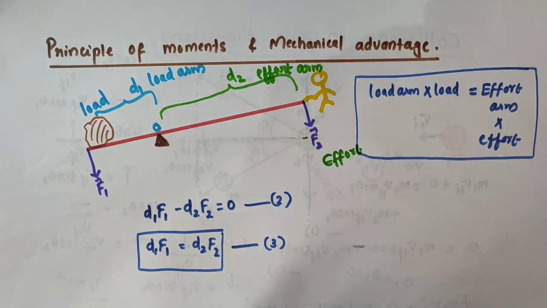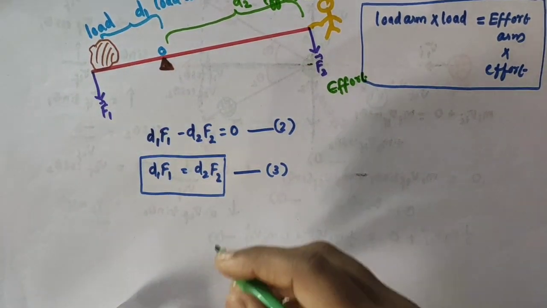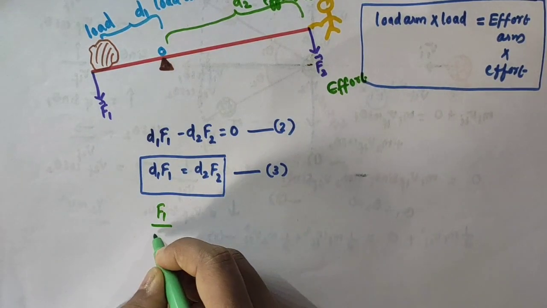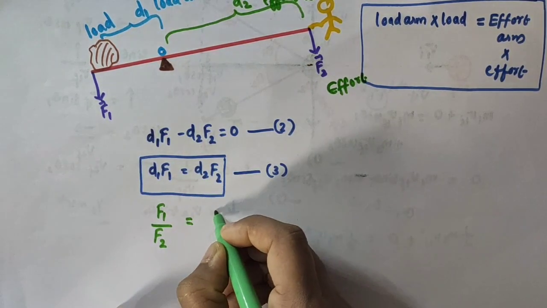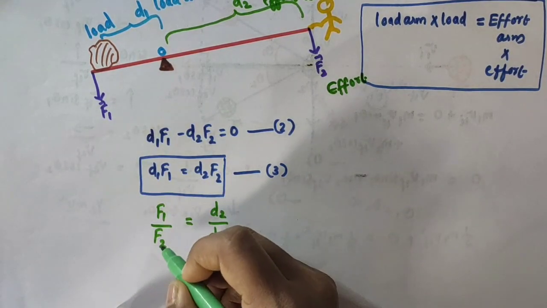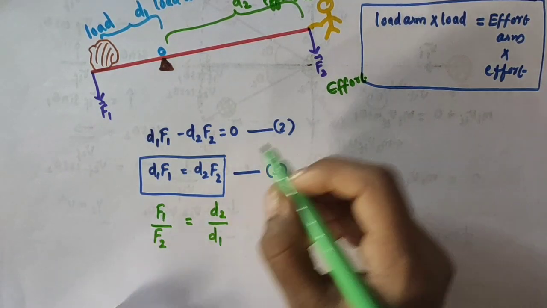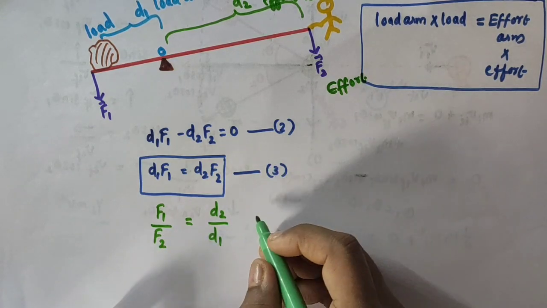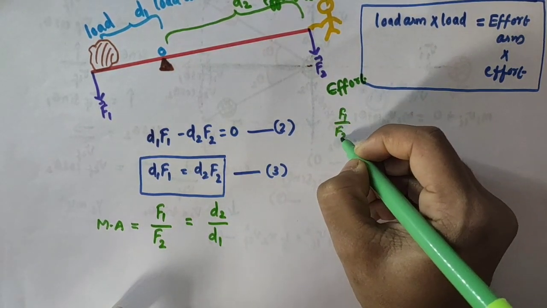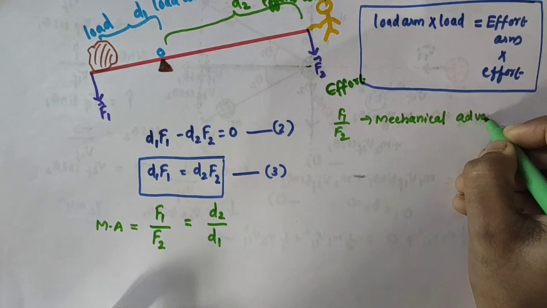Now, from this equation, if we take F2 to this side, we have F1 by F2. F2 goes to the denominator, D2 is already here, and I am taking D1 to this side, so that goes to the denominator. So we get F1 by F2 is equal to D2 by D1. This ratio F1 by F2 is called the mechanical advantage, MA.